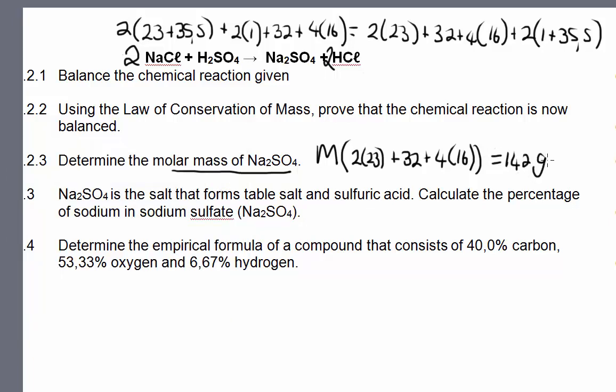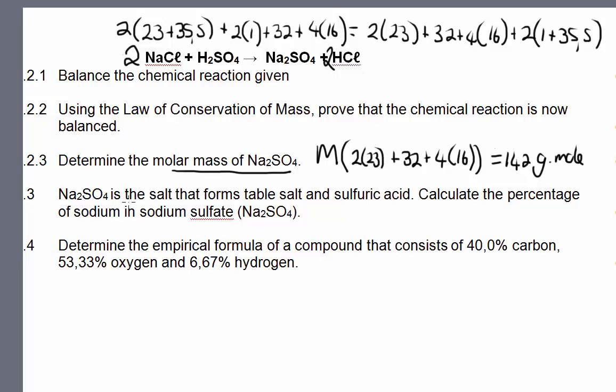Sometimes you'll see that they actually give you M subscript R. That R means relative molar mass. In that case, you don't have to give the unit. But that's the only exception. Normally, we always give the unit. So just be cautious. Okay, then the next question.